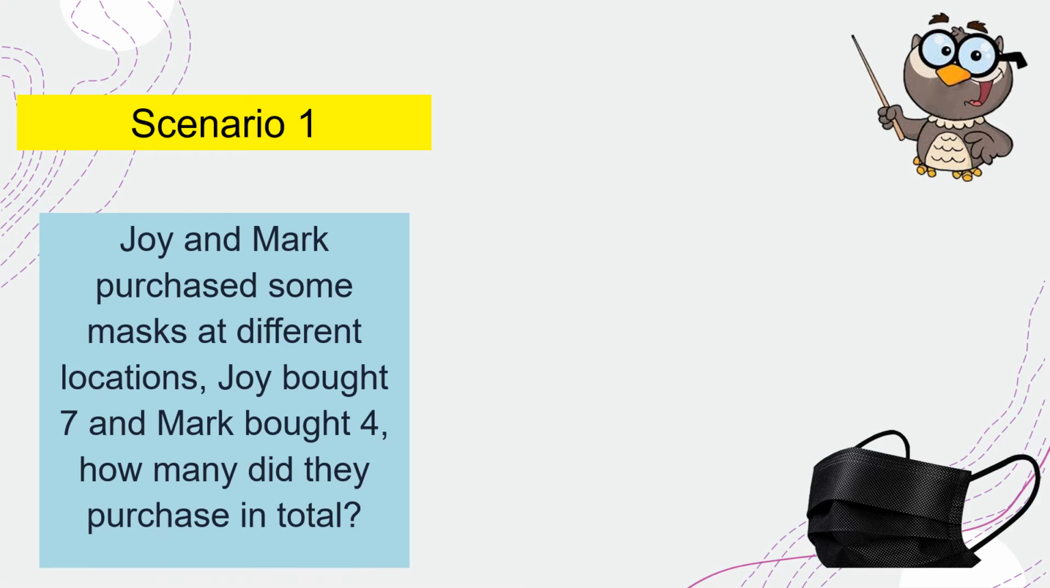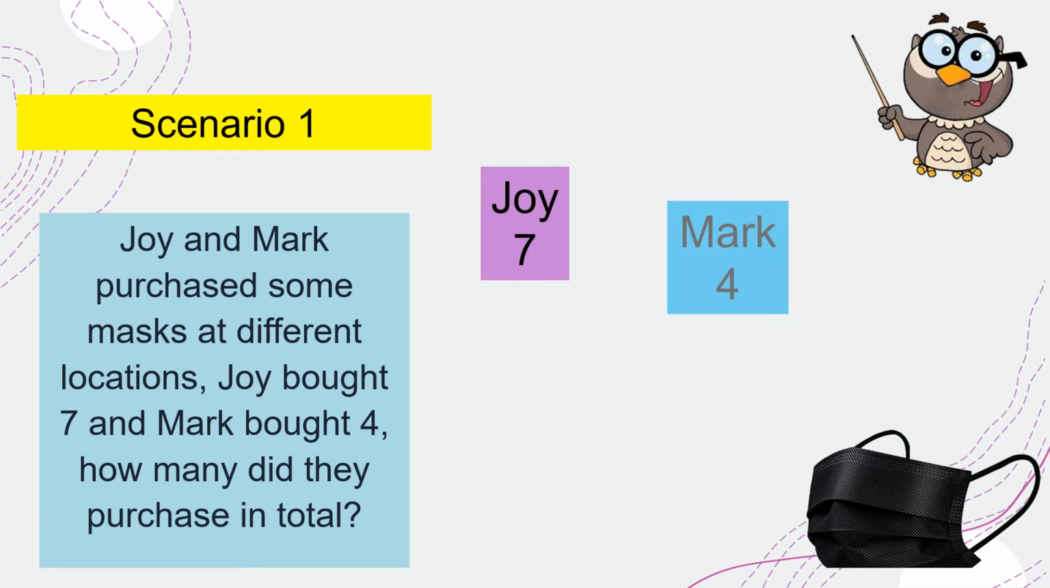Scenario 1. Joy and Mark purchased some masks. Joy bought 7 and Mark bought 4. How many did they buy altogether? First, let us identify the quantities in our problem and the context in which they were stated. Joy purchased 7 masks and Mark purchased 4 masks.